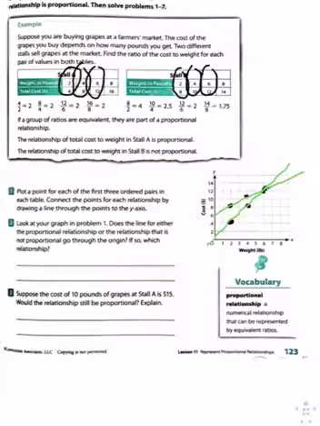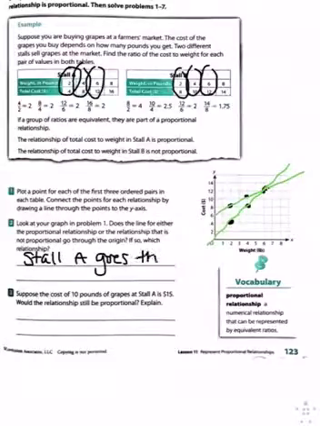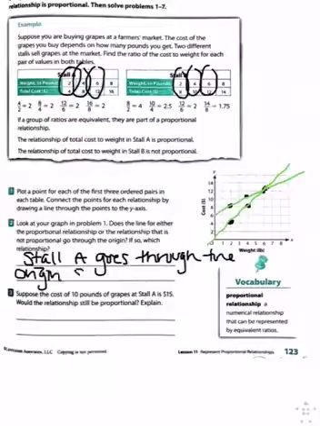Problem number 2. Look at your graph in problem 1. Does the line for either the proportional relationship or the relationship that is not proportional go through the origin? If so, which relationship? So, stall A goes through the origin. So stall A is proportional.